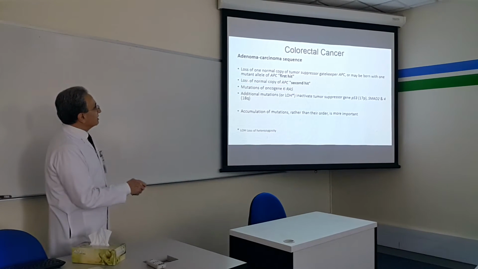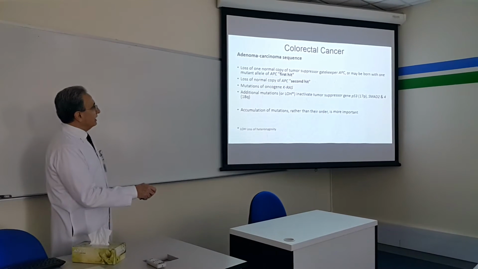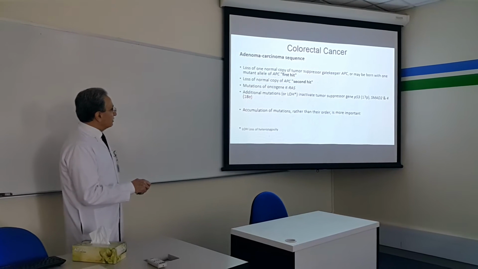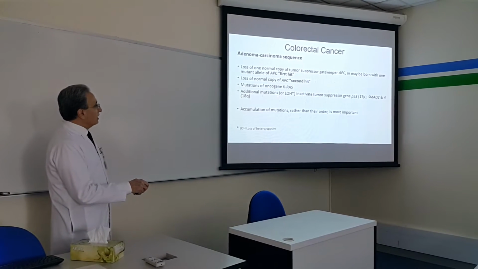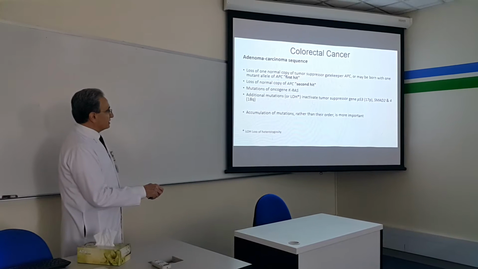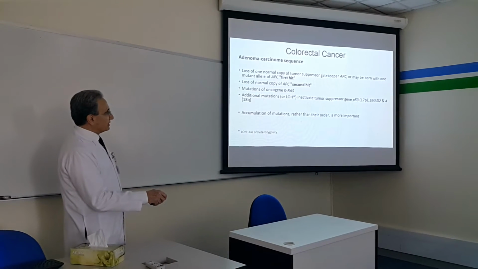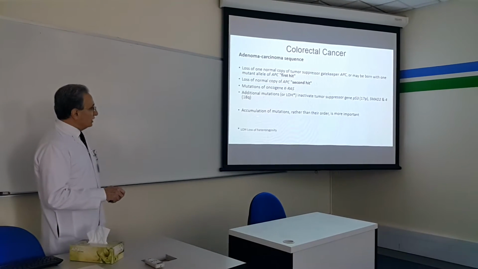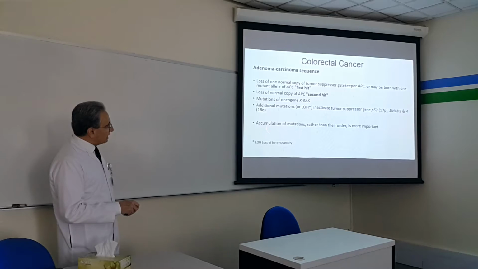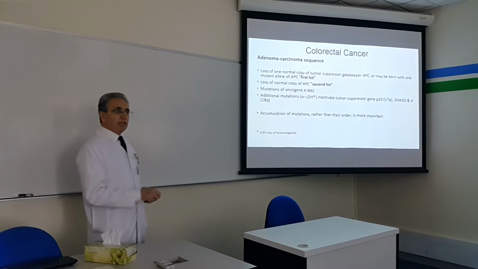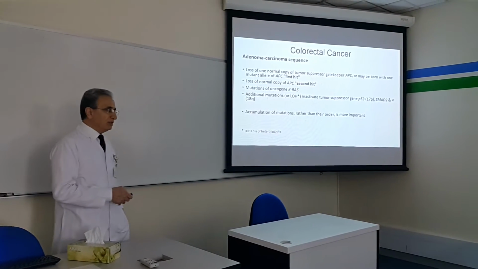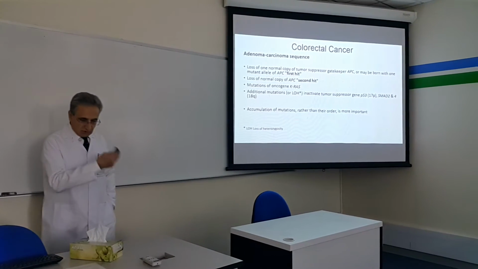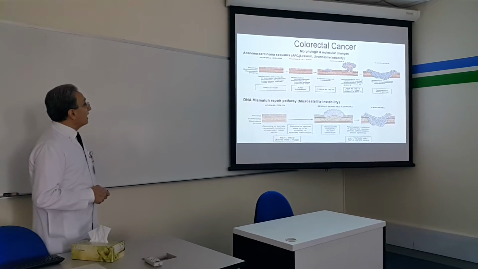Here is a summary of all the steps I talked about: the APC gene, first hit, second hit, and then mutation in the KRAS, and then eventually additional mutations or loss of heterozygosity to inactivate tumor suppressor genes P53 on chromosome 17 and SMAD2 and SMAD4. Eventually, accumulation of all of these mutations, not necessarily in any order, can lead to formation of cancer. So order is not important. More important is accumulation of these mutations, which can lead to cancer formation.